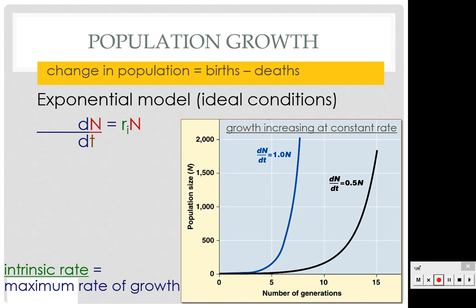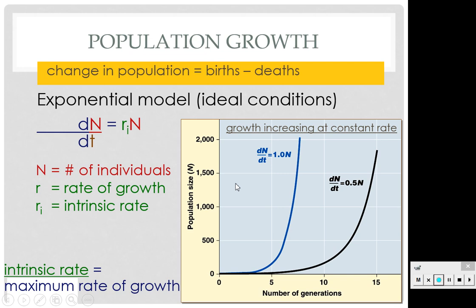Alright, so population growth. Population growth is the change in population, which is births minus deaths. Okay, it's an exponential model, which is the ideal characteristics. So we have delta N divided by delta t equals Ri times N. N is the number of individuals, R is the rate of growth, Ri is the intrinsic rate, and t is time, and d being the rate of change. Okay, so d is like delta.